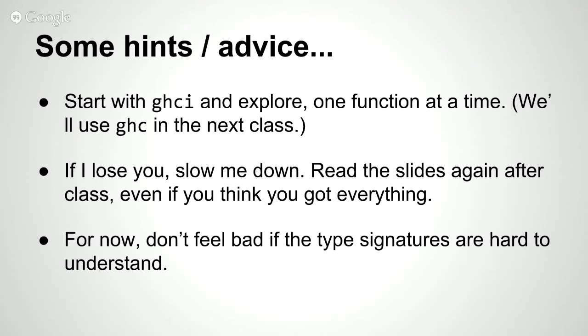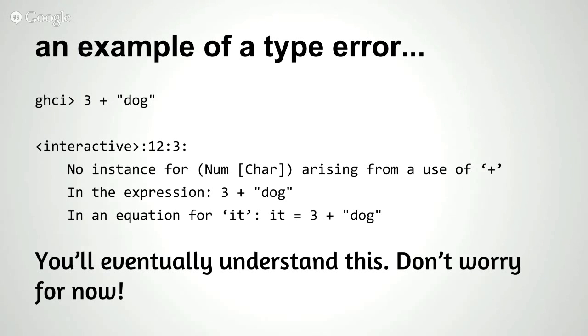If I lose you, slow me down. I recommend reading the slides after class again, because I'm going at a reasonably aggressive pace. And finally, you're going to see a lot of type signatures, because that's what makes Haskell what it is, the static typing. And when you start out, they're kind of hard to understand. Like this guy, you add 3 to the string dog. Now that's obviously nonsense, unless you're a Java programmer, in which case it's 3 dog.